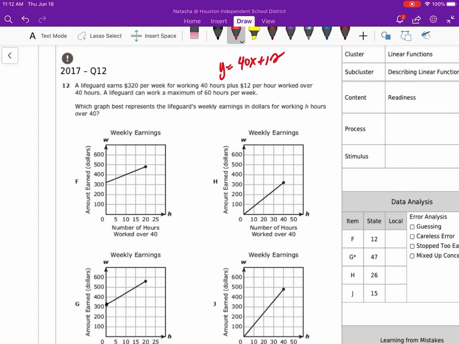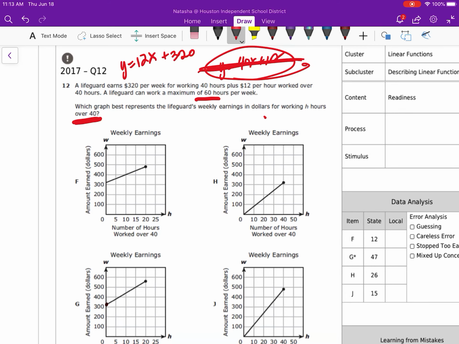But the problem is that it's asking us not for an equation like this. It says the lifeguard can work a maximum of 60 hours per week. So it can't work any hours over 60. But then it says which graph represents that window for hours over 40. So we're not looking at 40x plus 12, okay? We're looking at y is equal to 12x plus 320. So we have a different equation. We have a different scenario for the situation.